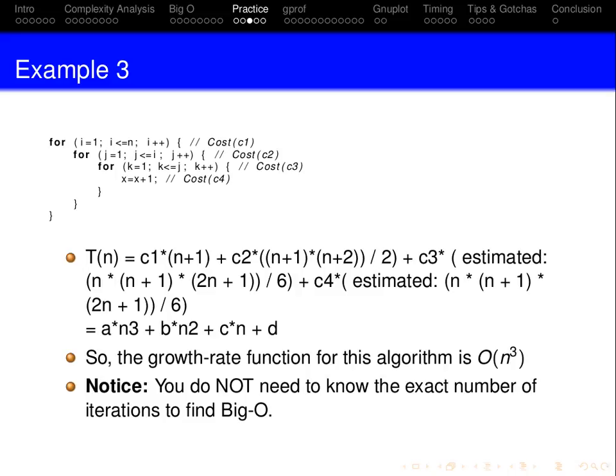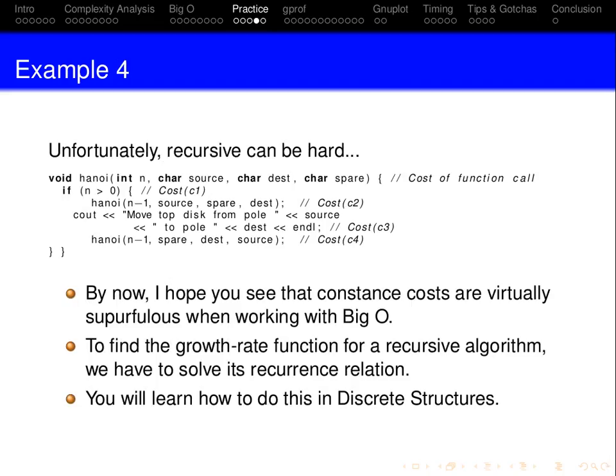All right, unfortunately, recursion can be hard. And this is why discrete mathematics is important, because it'll tell you how to solve these recursive functions. So what does this look like? Well, that code is actually kind of not tabbed out well.